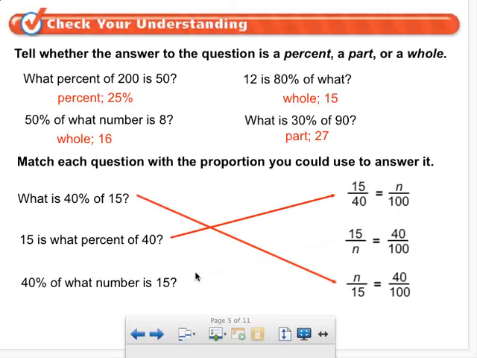And then that leaves us with this last one, which is 40%, which they already give: 40% of what number is 15. So 15 is 40% of some number we don't know, okay? Any questions about the lesson? Are we good?